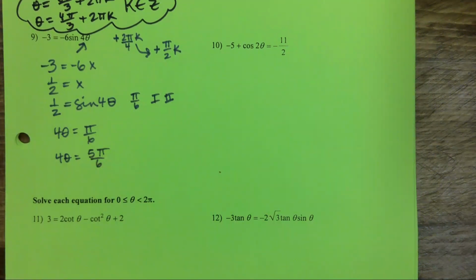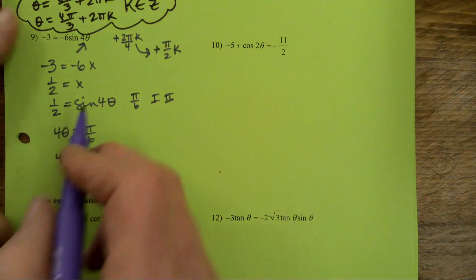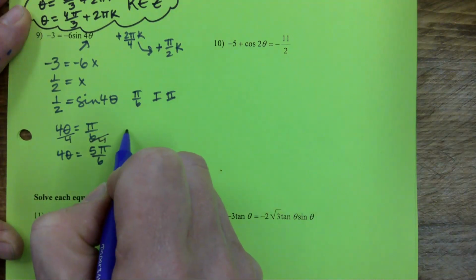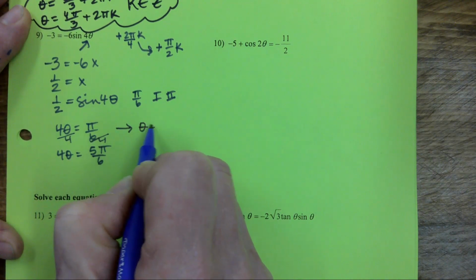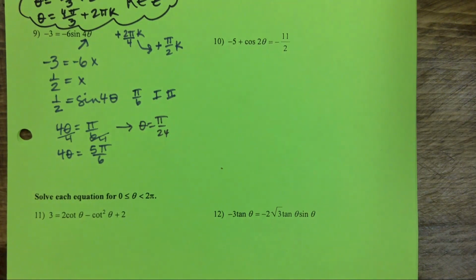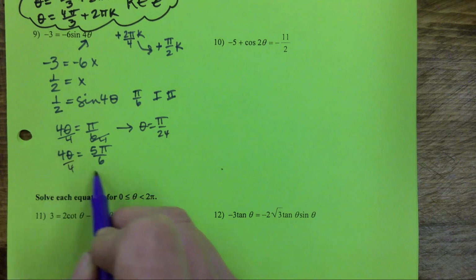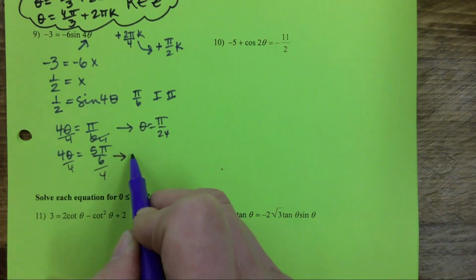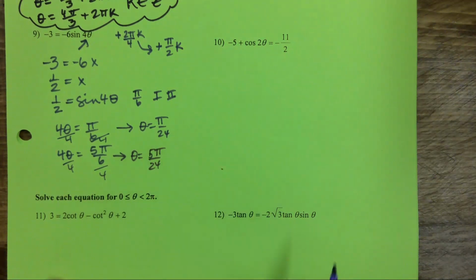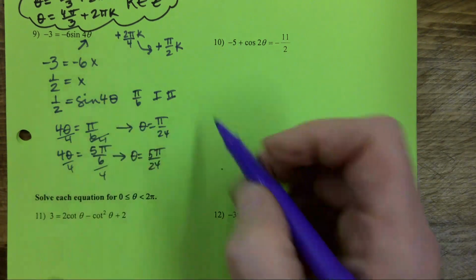I got my answers. I don't want 4 theta. I want theta. So I do a little more algebra. Divide by 4. Do the same thing on the next one. Divide by 4. And add my ending.